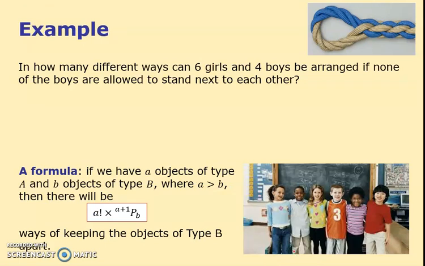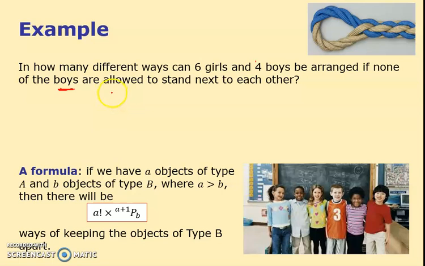In how many different ways can 6 girls and 4 boys be arranged? Now, I've got a formula at the bottom, but I don't really want to use it just yet. This is really what I'm doing. I've got this separating object, and I want to keep the boys apart. Notice there are fewer boys. If there were more boys, I wouldn't be able to keep them apart. So I think you'll always get the smaller number being the one that you want to keep apart.